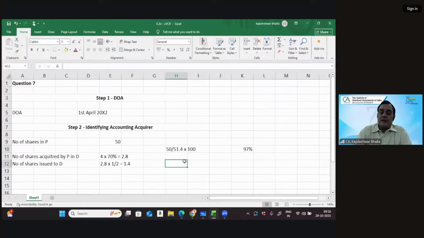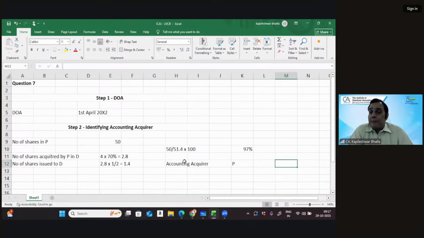So this gives me the conclusion that if I want to identify who is the accounting acquirer, the accounting acquirer is supposed to be P, that is Professional. I hope, friends, you got my calculations clear, because most of the time you may not see these calculations being done. But I hope I'm very clear on my thoughts that I took the number of shares in P and identified how many shares P issued to the shareholders of D.